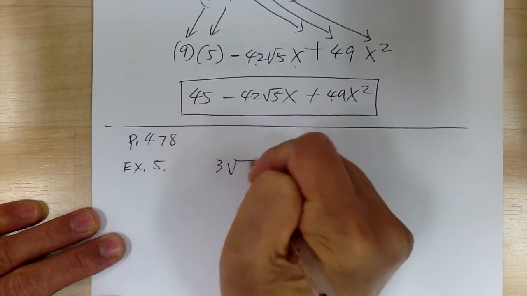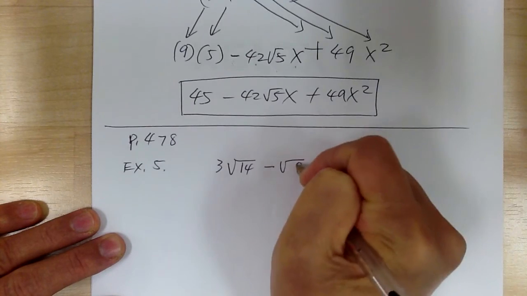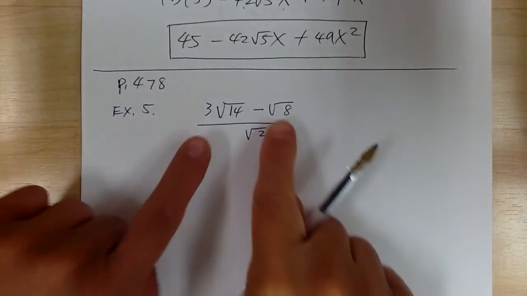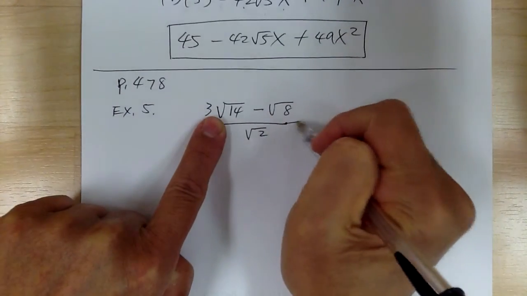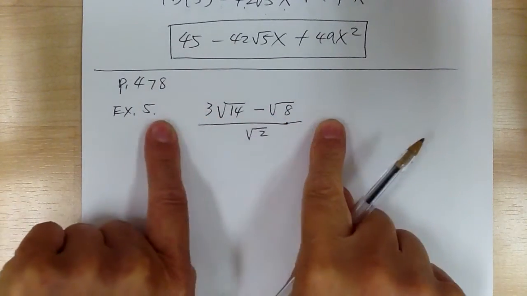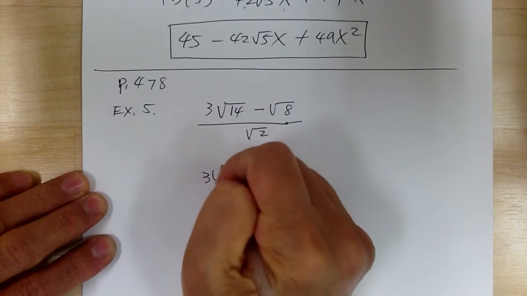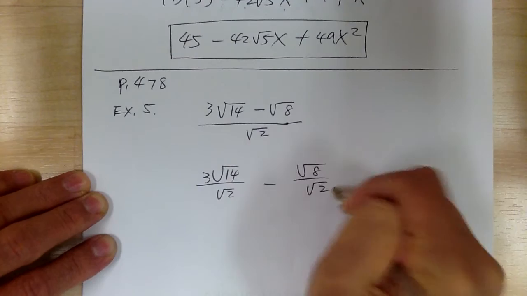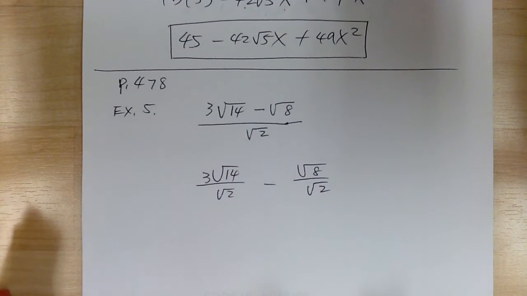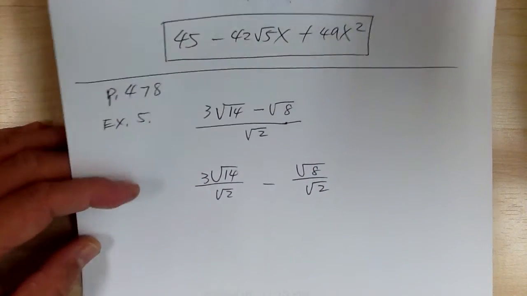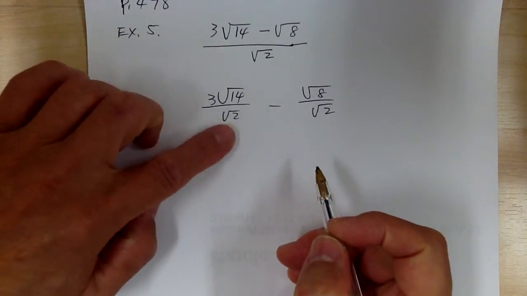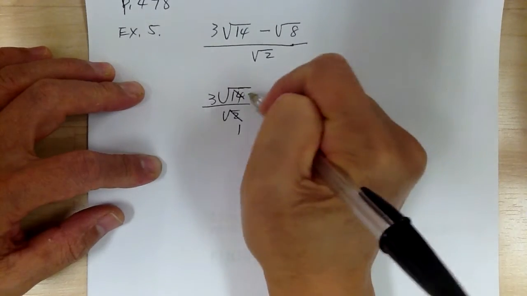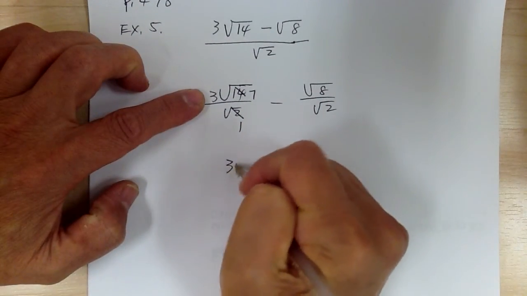You have 3 square root of 14 minus square root of 8, over square root of 2. Just like the previous homework, when you have a binomial, the easiest thing to do is separate the two terms. Then after that, you can simplify each part individually. To simplify, you can cancel and divide. So this is 1 and this is 7. This will give you 3 square root of 7.